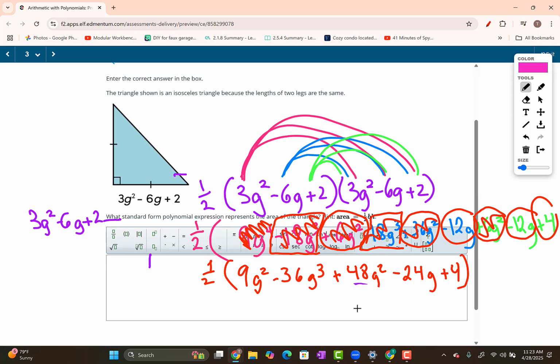Okay, so 1/2 times 9. That is a decimal, but typically they want to keep this in fraction form. So that's 9 over 2 g to the 4th. 1/2 times negative 36 is negative 18 g to the 3rd. Half of 48 is 24. Half of negative 24 is negative 12. And half of 4 is 2.